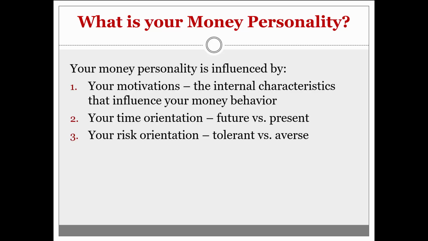So in your time orientation, you're either future or present oriented. You either care more about the future or more about the present. With your risk orientation, you're either risk tolerant, meaning that you're willing to take on extra risk, or you're risk averse, meaning that you prefer to avoid risk if that's possible.